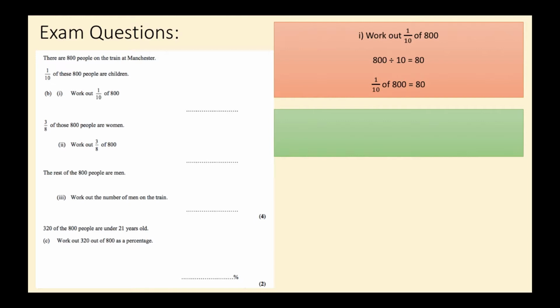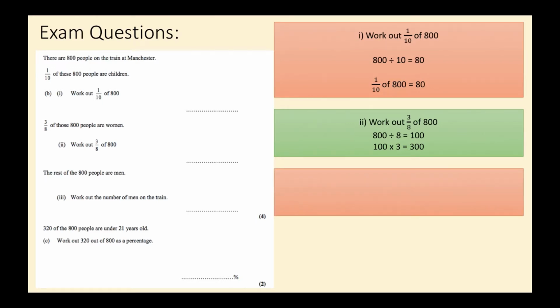3/8 of those 800 people are women. Work out 3/8 of 800. Well, 3/8 of 800 is 800 divided by 8, which gives us 100, and 100 times 3 is 300. Nice and easy. The rest of the 800 people are men. Work out the number of men on the train. Okay, so the number of children is 80, the number of women is 300. We have a total number of 800 people. Take away the 380 gives us 420 men on the train.